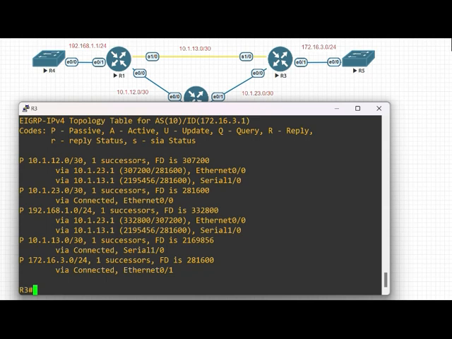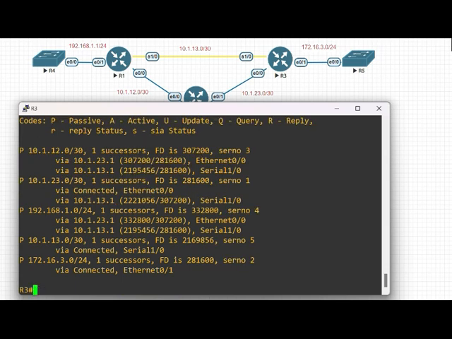In the topology, it only shows the best path, which is this one, and the backup, which is the serial one. But in the topology table, if we have more than 2 links, then it's going to list all the possible paths, including the successor and the feasible successor. Okay, so next let's discuss EIGRP stub.